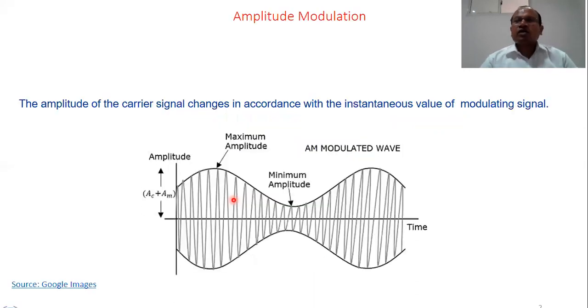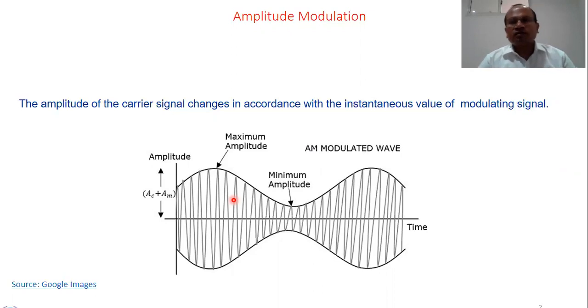All right. So as we know, this is amplitude modulation. SSB is a type of amplitude modulation. So we begin with what amplitude modulation is. We know that in amplitude modulation, the amplitude of the carrier changes according to the instantaneous value of the message signal.